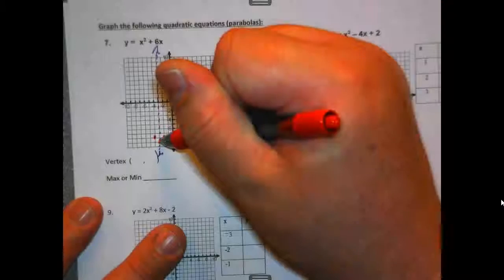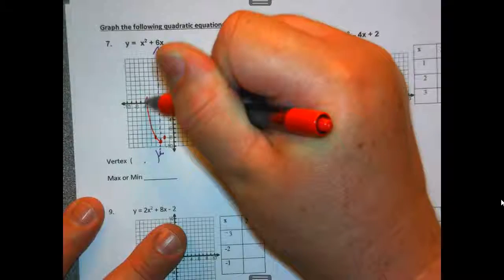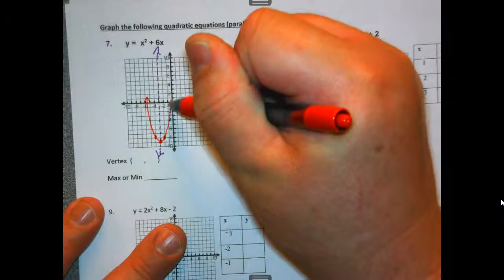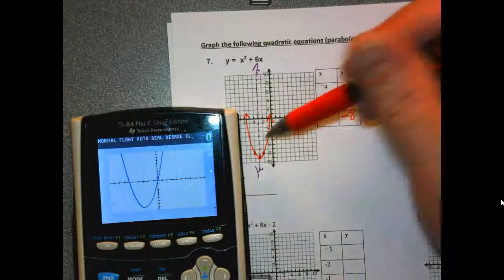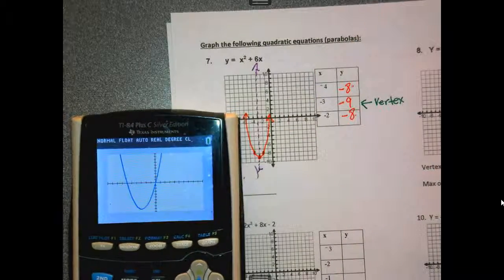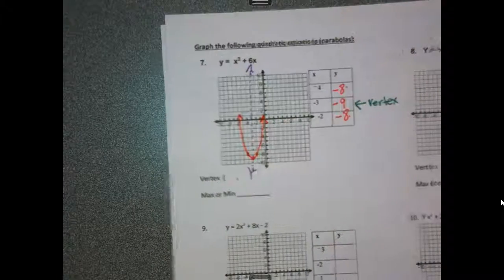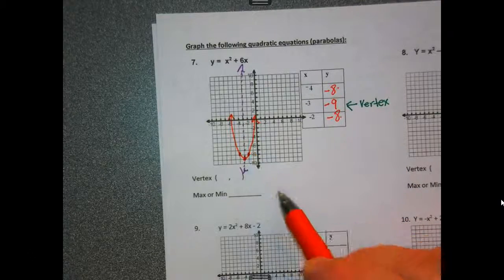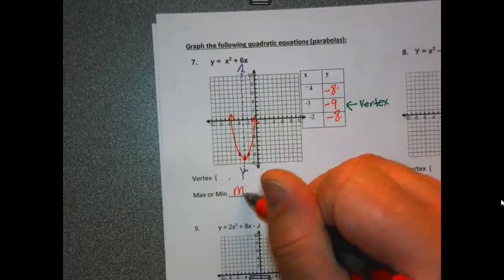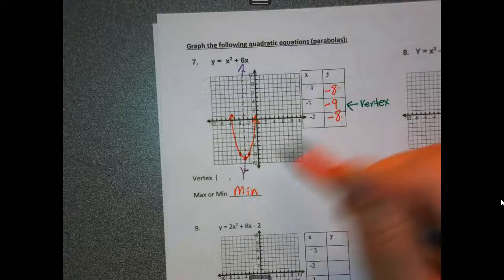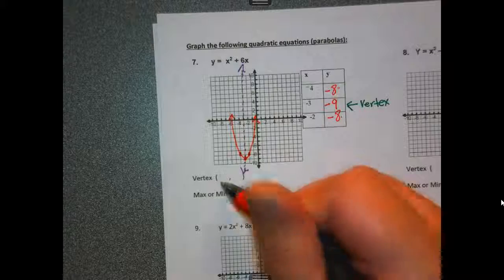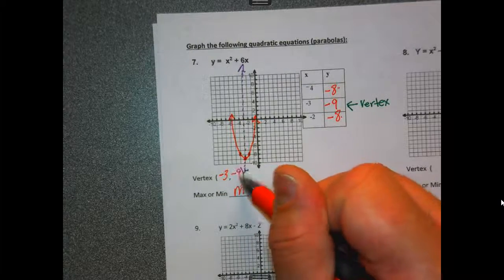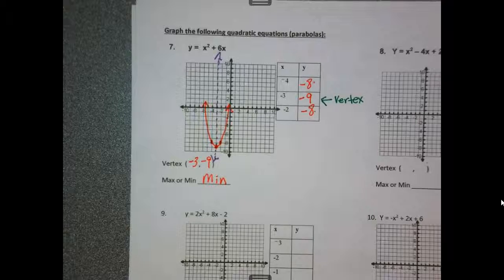So I'm going to draw my parabola. I'm just going to sketch it here. And if you want to check it, it's going to be on your calculator, right? So we're pretty close. It opens upward, so it is a minimum, and the vertex again was -3, -9. A lot of the stuff, although it's pretty detailed, all of it, you can get off your calculator.